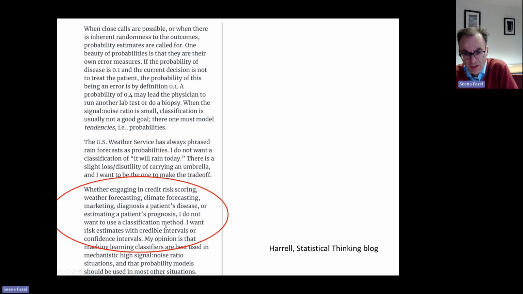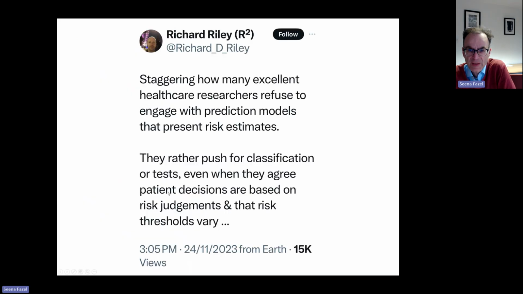This is Frank Harrell, a famous statistician. You don't want the classification measure, which is yes, no, high, low. You want a probability score, which gives you something you can work with more flexibly. And other statisticians, Richard Wiley, a professor of stats here, said this also, that risk estimates are really the way to think about these prognostic models, these models that help you think forward about people's risks going forward, rather than these simplistic yes-no tools.